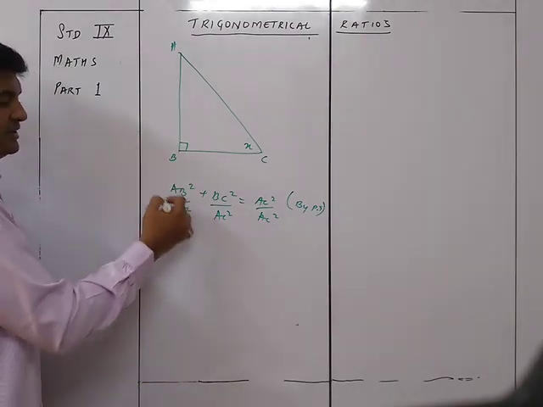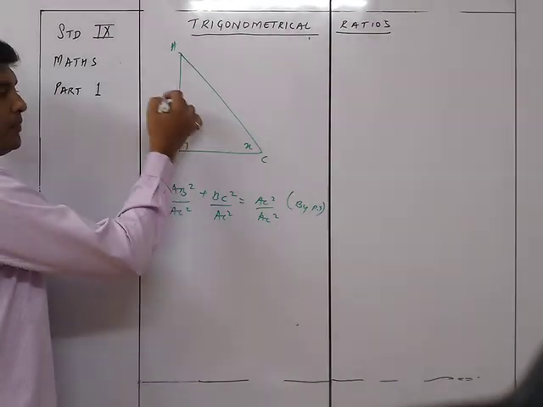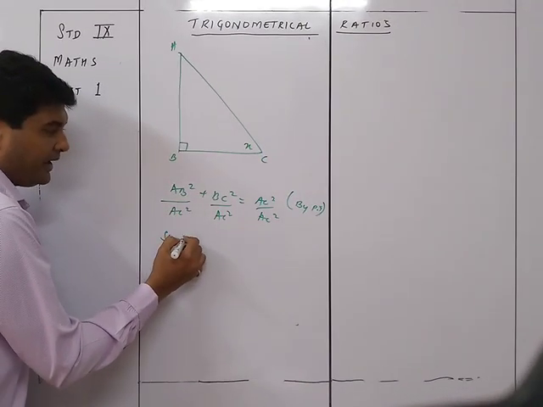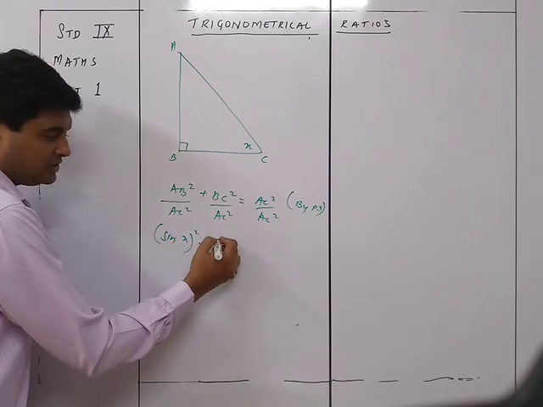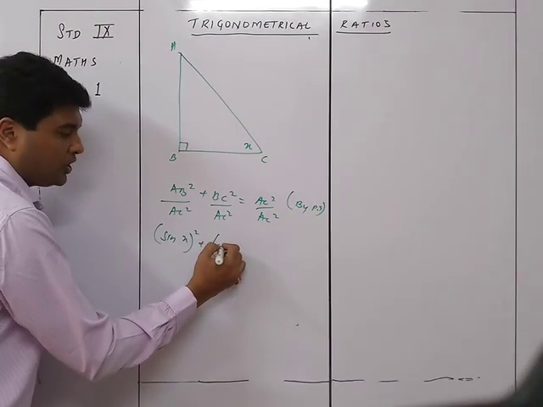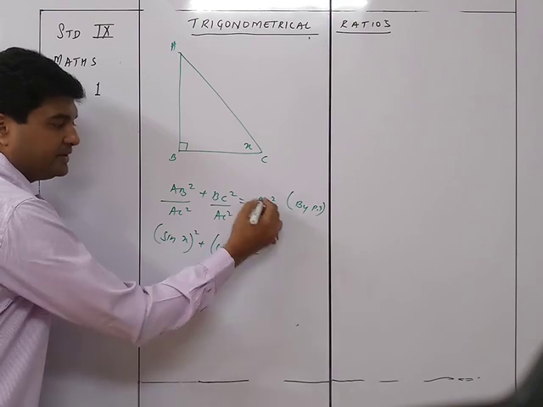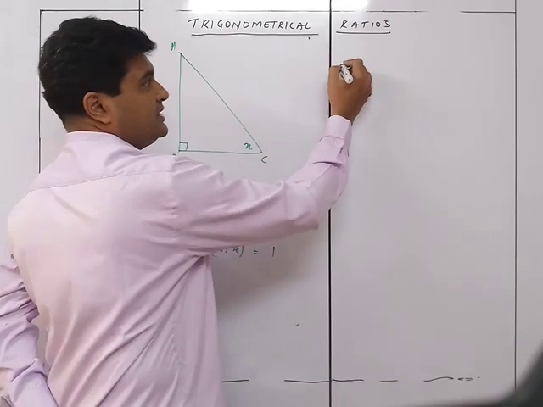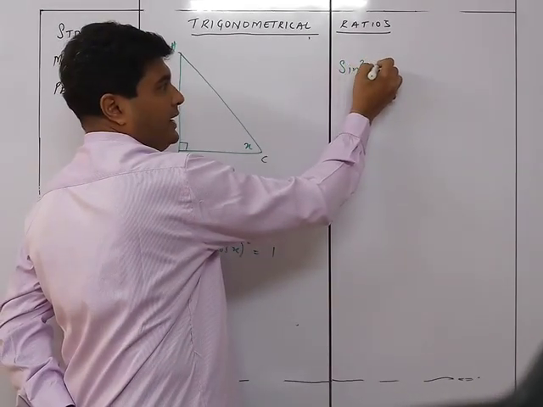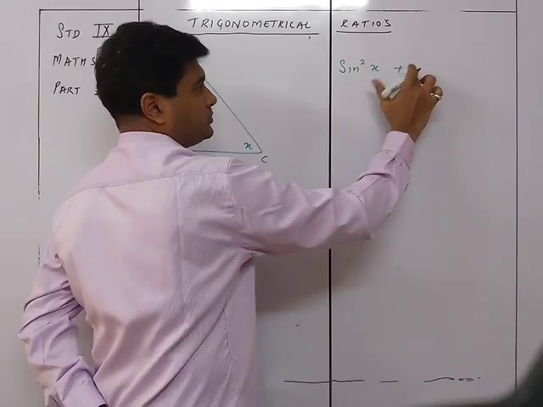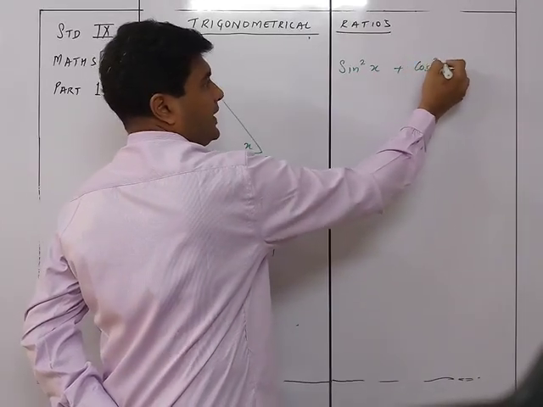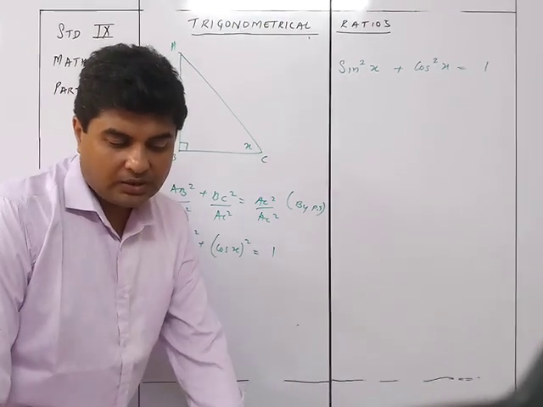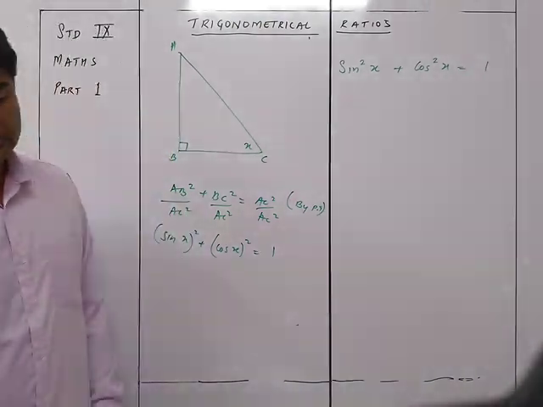So what is this? This is nothing but AB upon AC, opposite upon hypotenuse. So this is nothing but sin x the whole square plus BC upon AC, that is cos x the whole square, and this is nothing but 1. So accordingly, we have the first identity as sin square x plus cos square x is equal to 1. This is the first one over here.